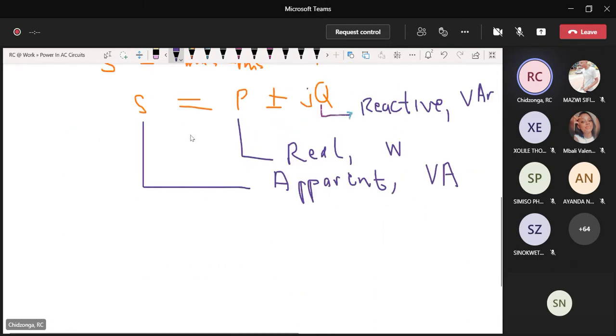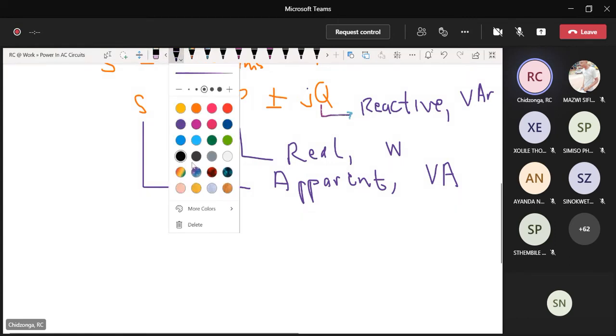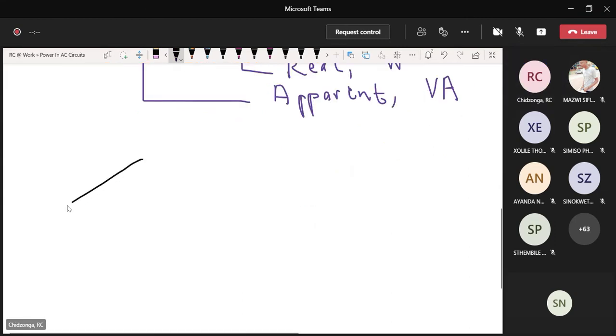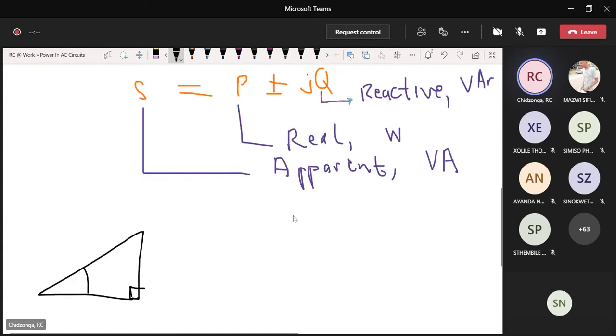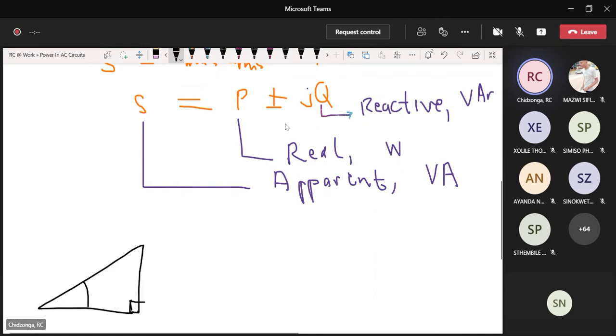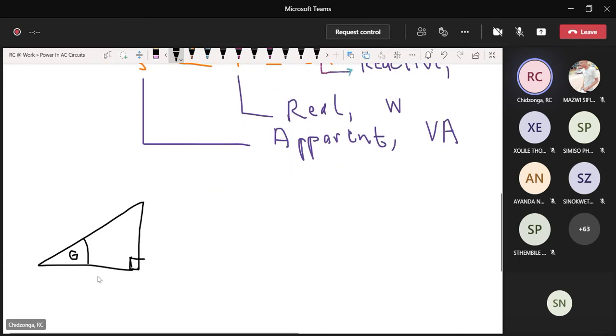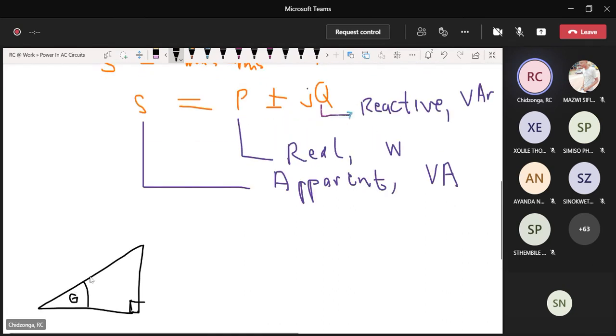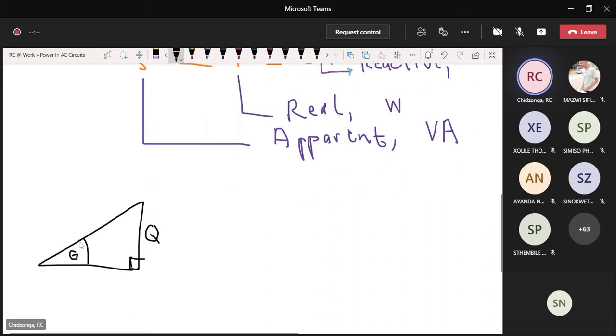And the three quantities, S, P, and Q, form a right-angled triangle relationship. That's not looking good. Let me try again. Right? So this angle here, you can determine it from there. If we call it theta, this side, which is the opposite, is, no, the opposite is this one, right? This is Q, this represents Q. Then the adjacent side represents P, and the hypotenuse represents S.